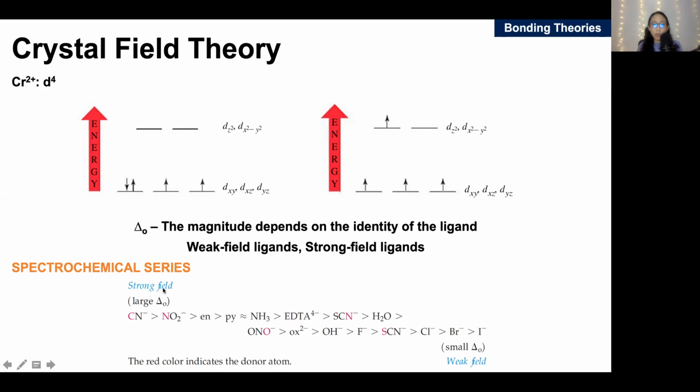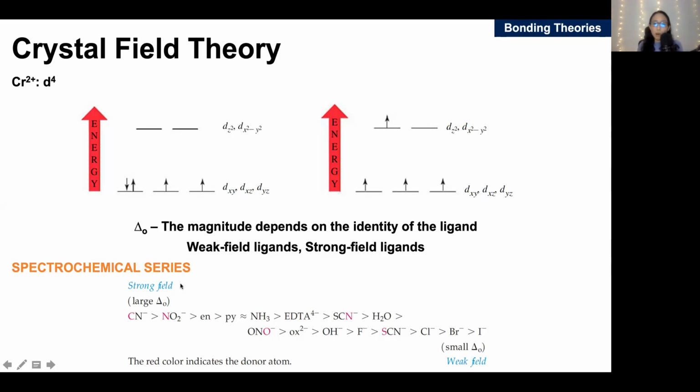So it starts with your strong field ligands, such as cyanide, nitrite, ethylene diamine, pyridine, which has almost the same magnitude as ammonia, EDTA, thiocyanate, water. This one is nitrite as well, but with oxygen as the bonding atom. Oxalate, hydroxide, fluoride. Thiocyanate again, but with sulfur as the bonding atom, chloride, bromide, and iodide.